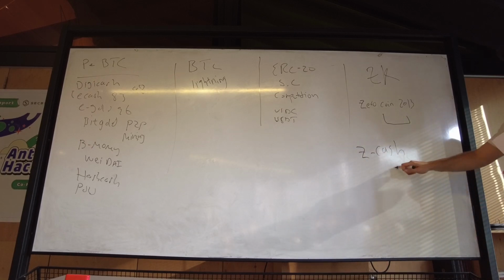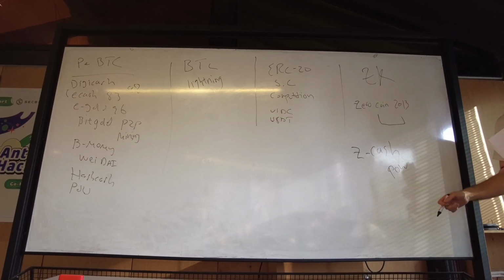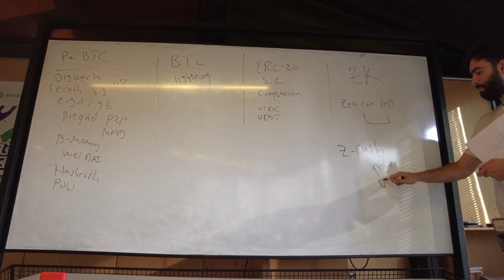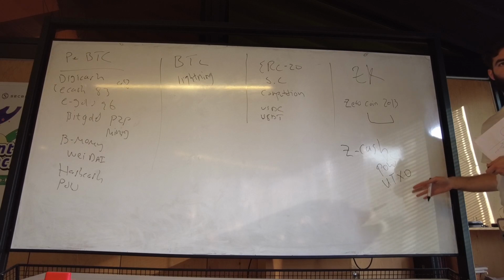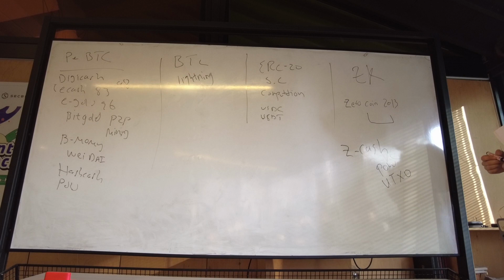Zcash is also proof of work. Can we say Zcash uses UTXO? It is a UTXO model. Yes, because we have the nullifier lists and the proof that it's not in the list and things like that. Anyways, I'm not going to get into it.